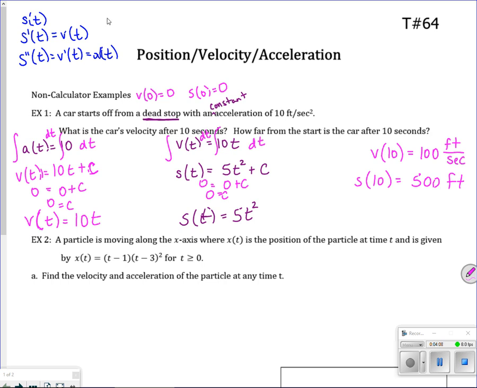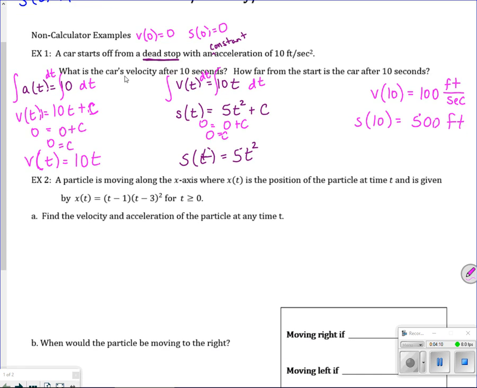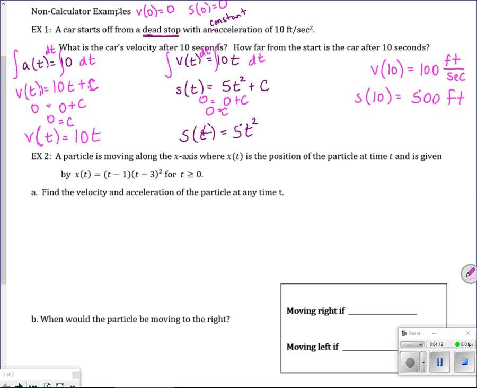Next one. A particle is moving along the x-axis where x of t is the position of the particle at time t and is given by that formula. So I used x of t for position. Find the velocity and acceleration of the particle at any time.